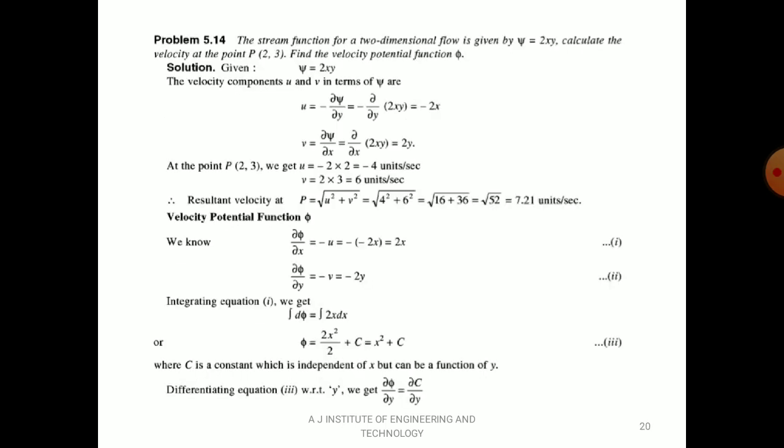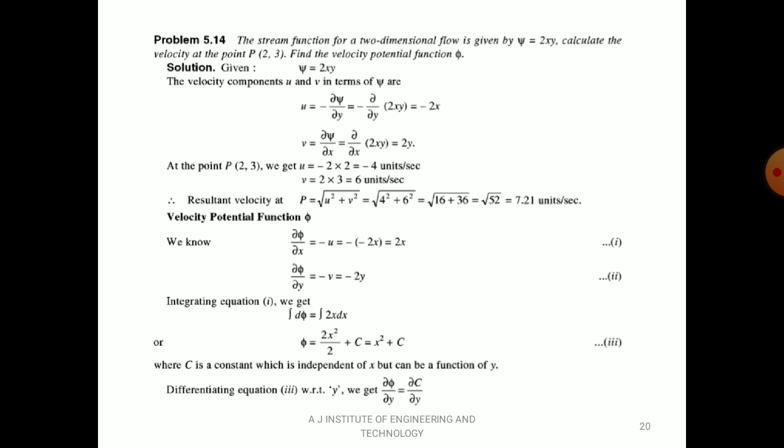Now let us go for the next problem. The stream function for a two-dimensional flow is given by ξ equal to 2xy. Calculate the velocity at the point P (2, 3). Find the velocity potential function phi. This is the reverse case of the previous problem, to find phi instead of ξ.